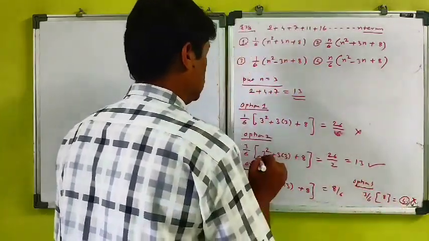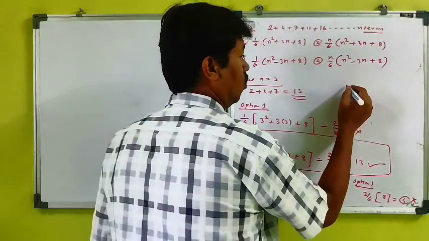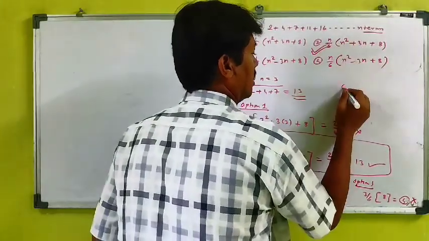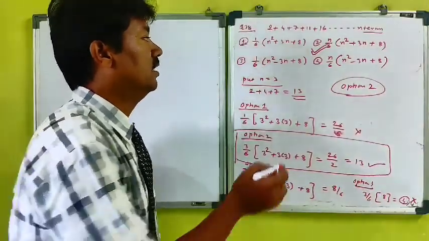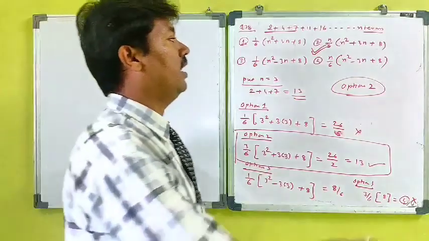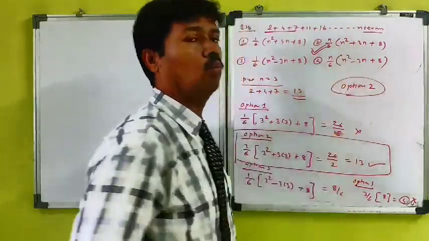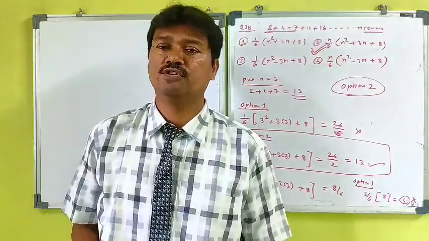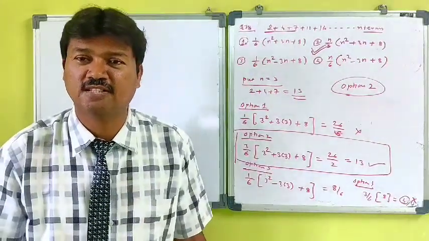So it is 8 by 2, which is 4, which is again wrong. So the correct answer is only this. So that is option 2. So here option 2 is the correct answer. Option 2 satisfies this, that is, the sum of first 3 terms is 30. We put n equal to 3 in this, and that becomes 26 upon 2, and that gives you 13 as well. This is a very easy method, isn't it?